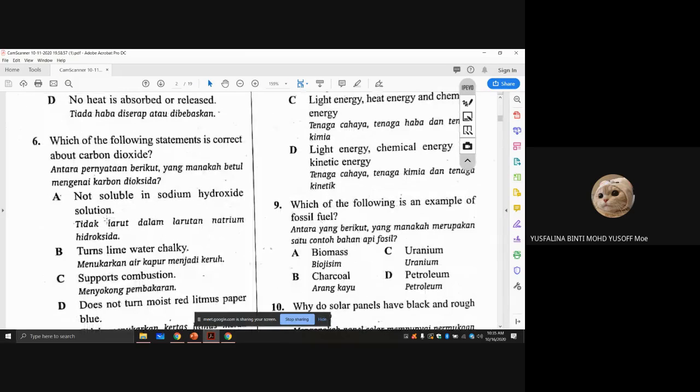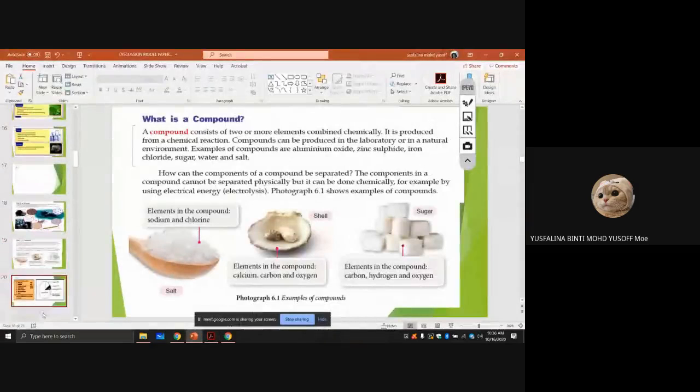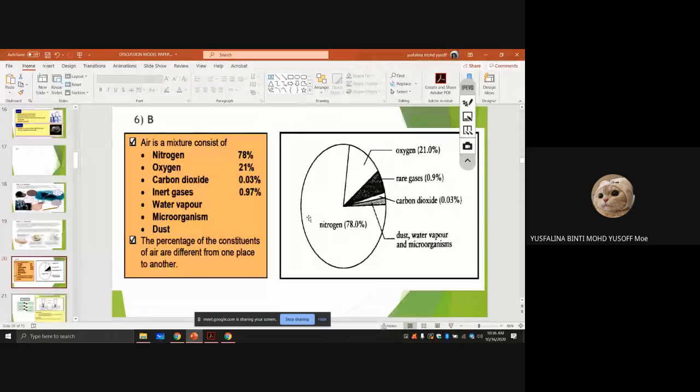Which of the following statements is correct about carbon dioxide? Before we answer this question, we do a little revision. Air is a mixture consisting of nitrogen, oxygen, carbon dioxide, inert gas, water vapor, microorganisms, and also dust.